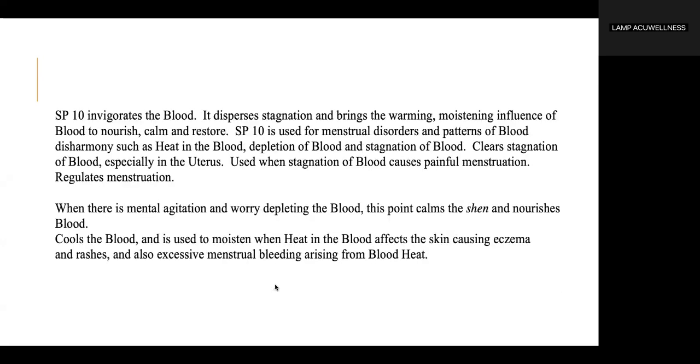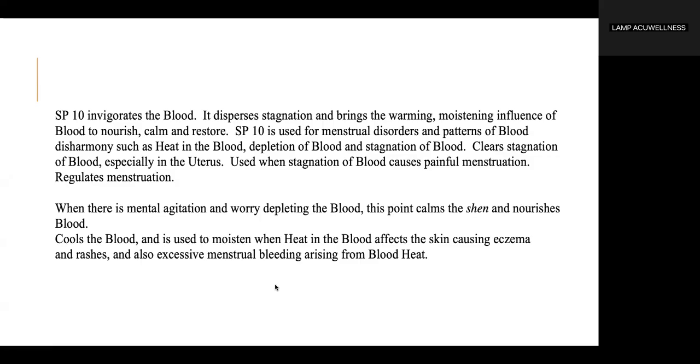Spleen 10 invigorates the blood. It disperses stagnation and brings the warming, moistening influence of blood to nourish, calm, and restore. Spleen 10 is used for menstrual disorders and patterns of blood disharmony, such as heat in the blood, depletion of blood, and stagnation of blood. It clears stagnation of blood, especially in the uterus, and is used when stagnation of blood causes painful menstruation. So it regulates menstruation.